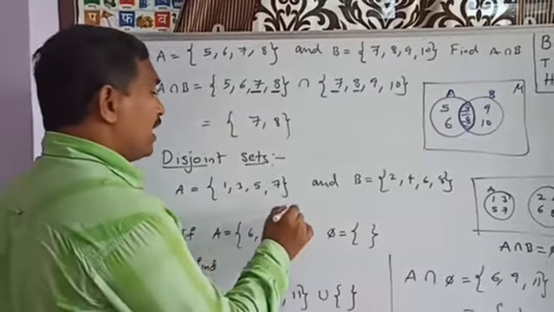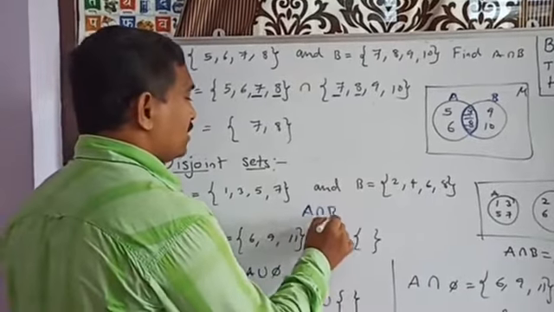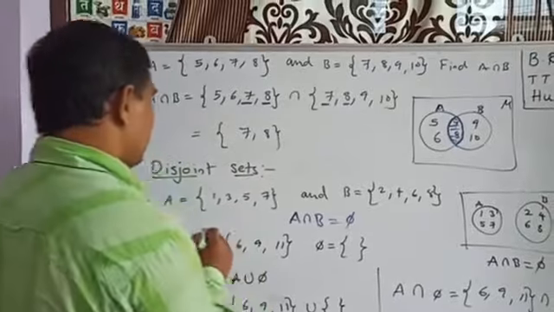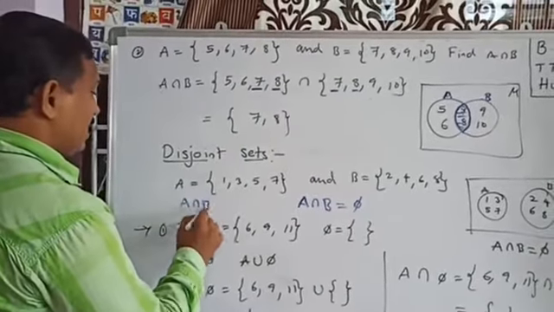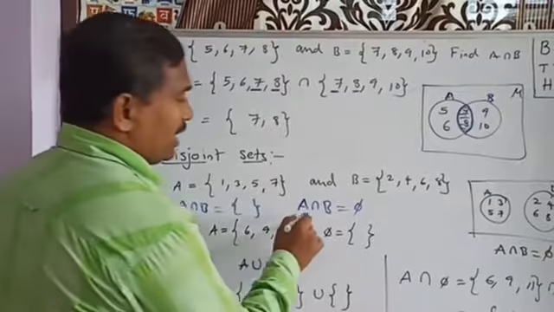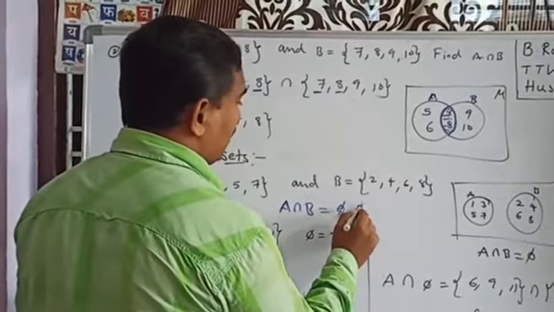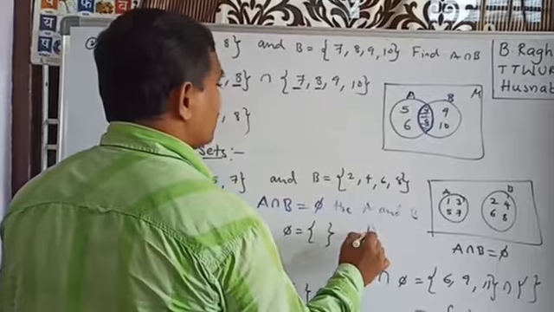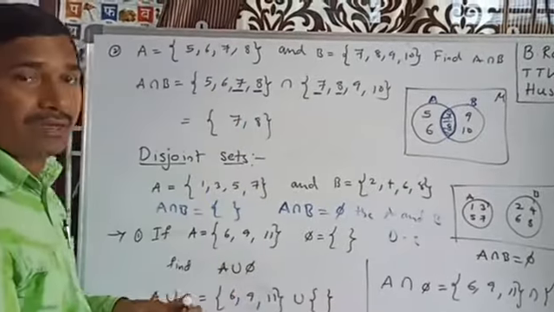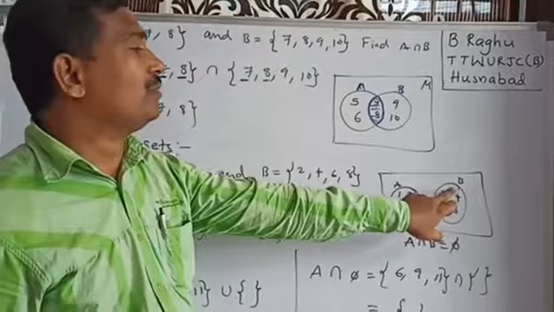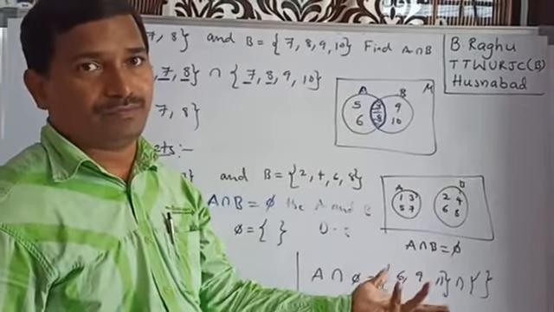That means A intersection B equals φ, the empty set. There are no common elements. If you find A intersection B, you cannot get any single element. So A intersection B equals φ. Then A and B are disjoint sets. This is the Venn diagram: A set and B set, with no common element.